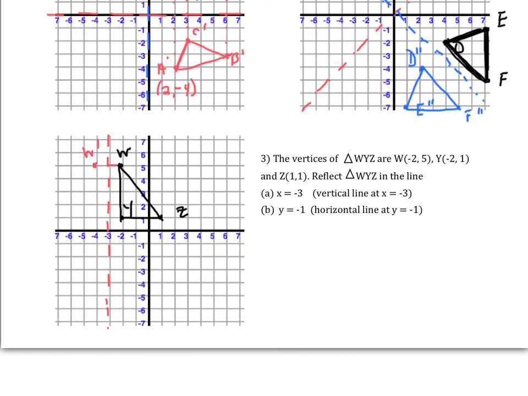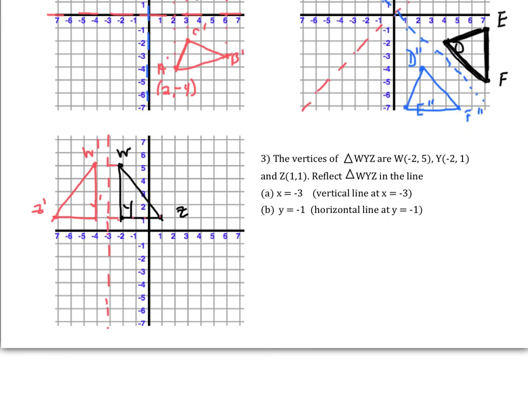Okay, for Y prime, again, it's 1 unit to the right, so come back to your line of reflection and go 1 to the left. And for Z, it's 1, 2, 3, 4 units to the right. Come back to your line of reflection and go 1, 2, 3, 4 units to the left. And that will be Z prime. Connect the points, and you have your triangle.